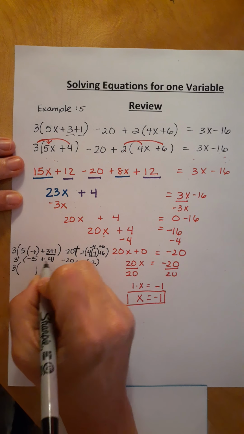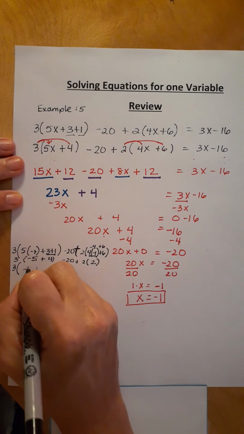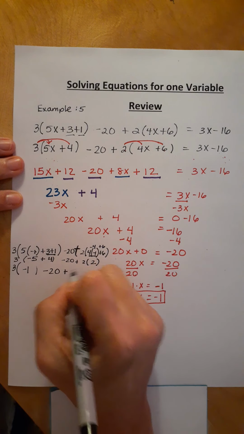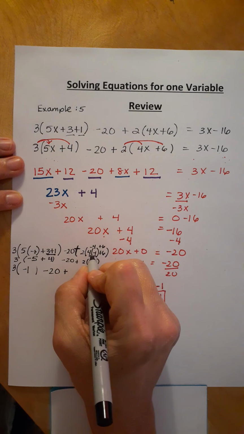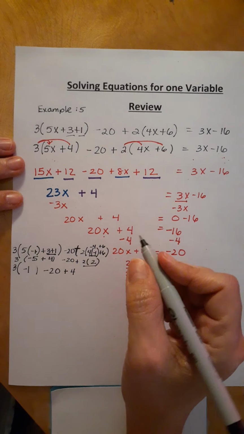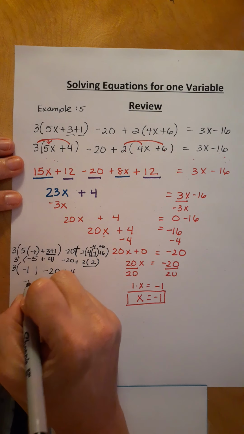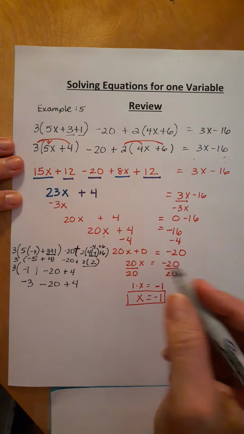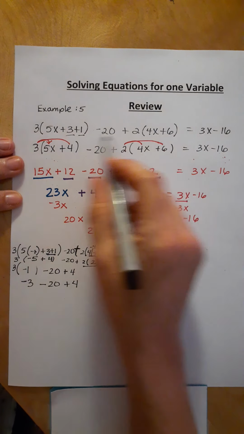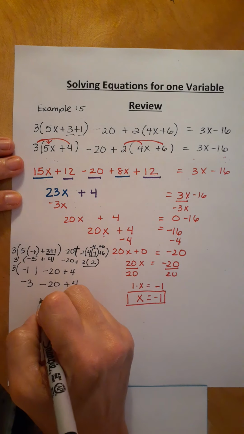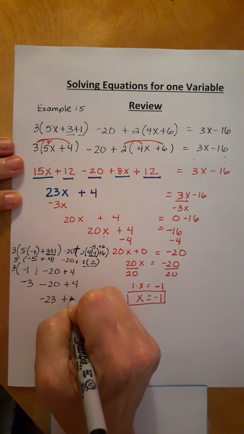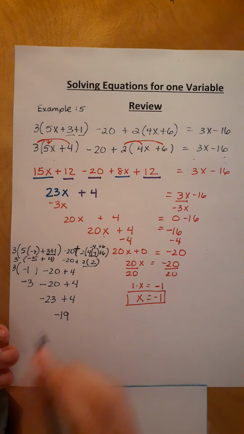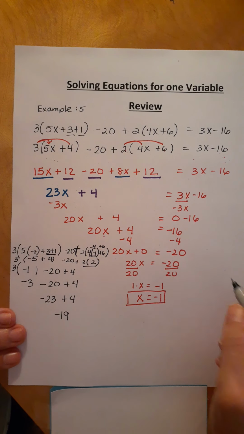-5 plus 4, I owe $5. I have 4 to pay. I still owe $1. -20 plus 2 times 4, right, is 4. 3 times -1, -3, -20 plus 4. Okay, one side of this equation, the long side, will give us -23 plus 4, which is -19. So on this side, I should also get -19.